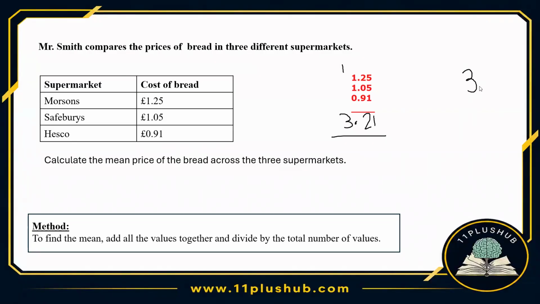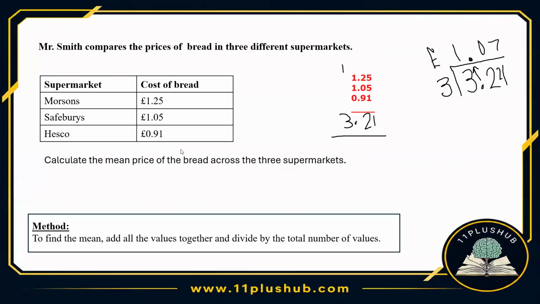All right, George, what do we do next? So we've got £3.21. What are we dividing it by? 3. Okay. So 3 goes into 3 one time. 3 goes into 2, 0. Now the 2 we give to the 1, so now it's 21. And 3 goes into 21 7 times, as 7 times 3 is 21. Amazing. Well done, George. Perfect.